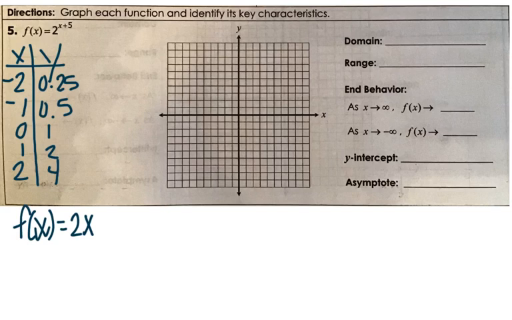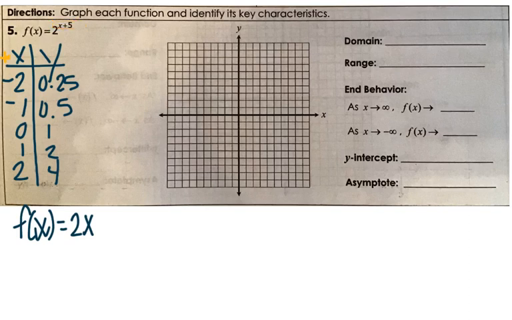Okay, so here is your first XY chart for your parent function. Now look at the transformation that's happening. It's x plus 5 in the exponent. So that means that we are going to be moving to the left 5, meaning all these x values right here need to go to the left 5.